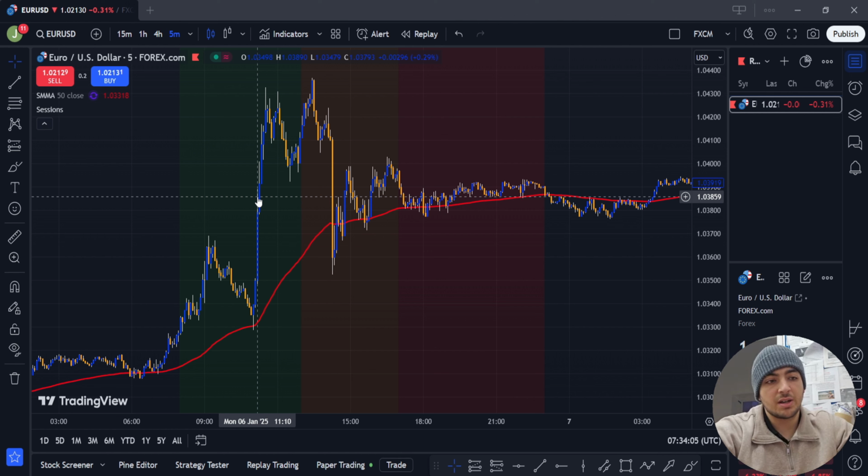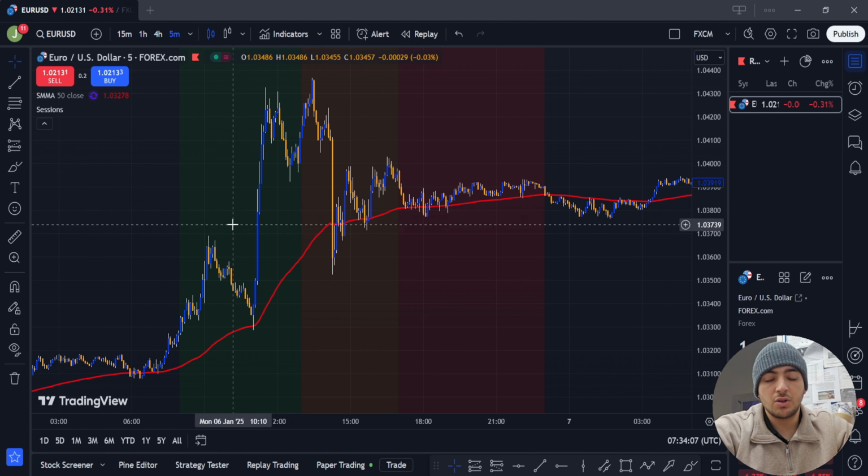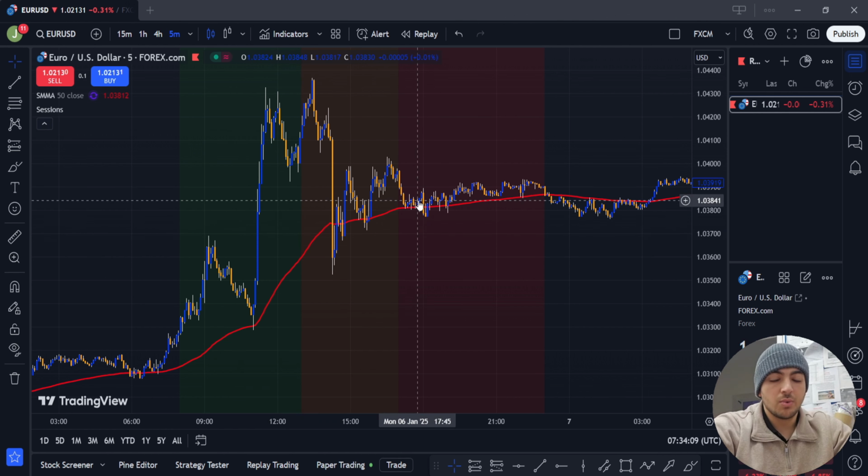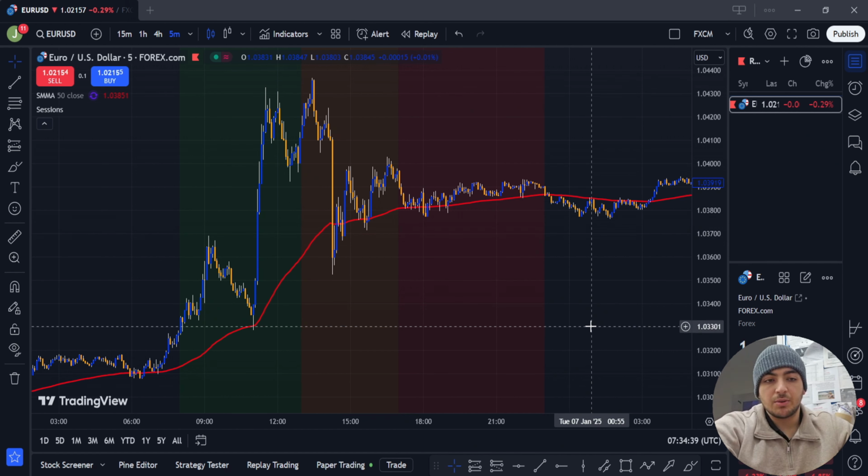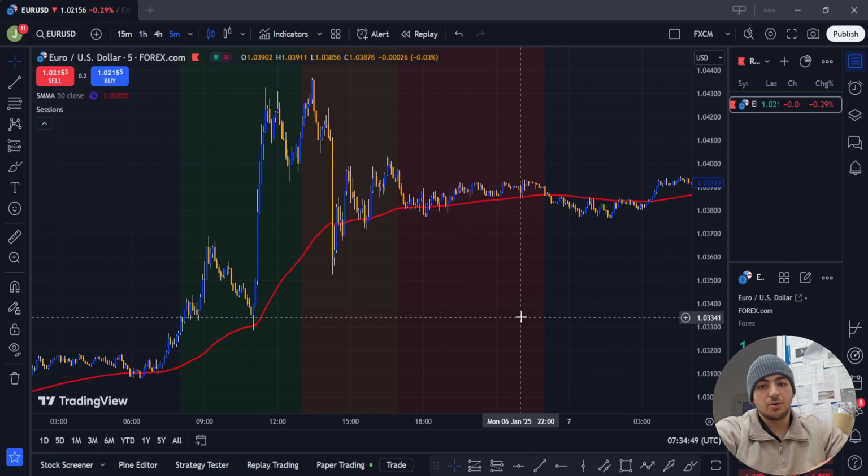This could well be news that came out in London that made the euro stronger, and then some more news that came out later in the day to do with the New York open pushed the price of the euro back down, or more likely increased the price of the dollar, making it more even between the euro and the US dollar.